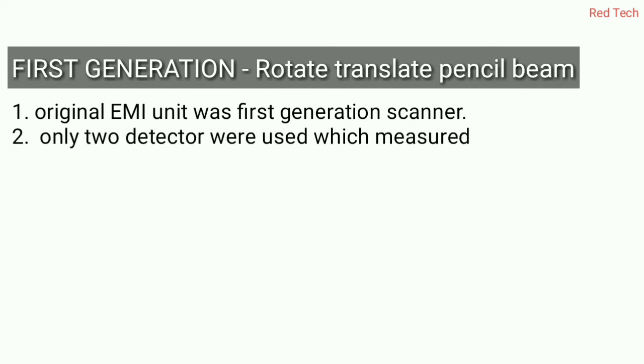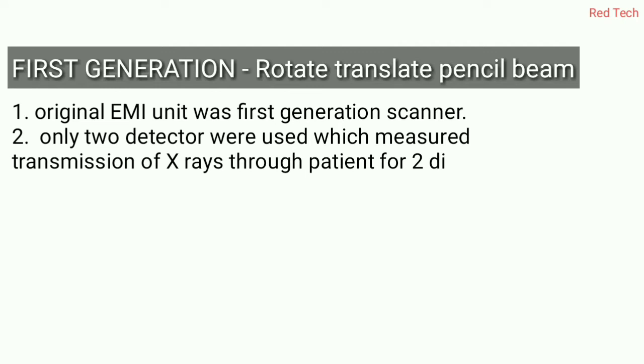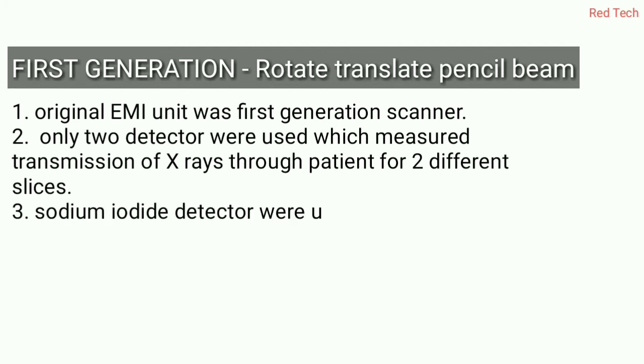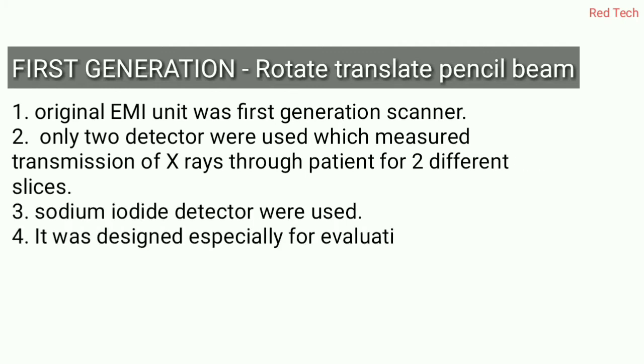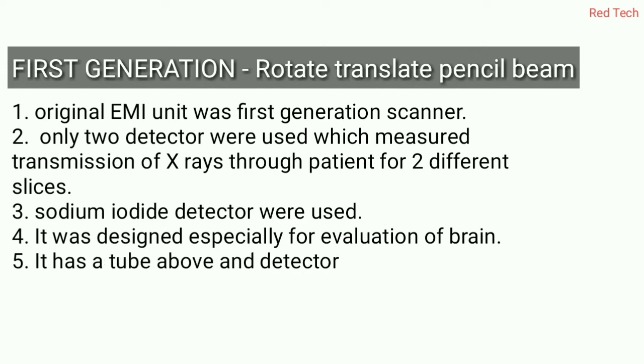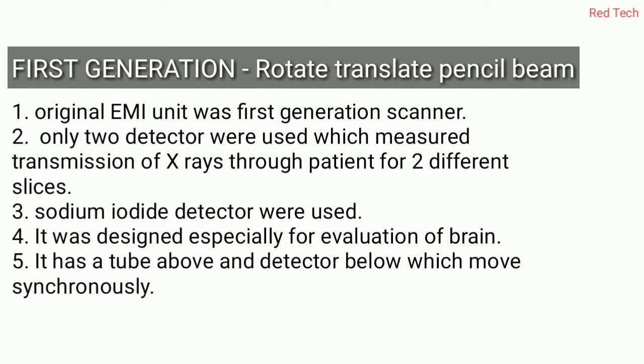This was the original EMI unit, the first CT scanner. Only two detectors were used, which measured transmission of X-rays through the patient for two different slices. In the first generation, the detectors were made of sodium iodide. It was designed especially for evaluation of the brain, or you can say the head. It has a tube above and the detector below, which move simultaneously, or you can say synchronously.